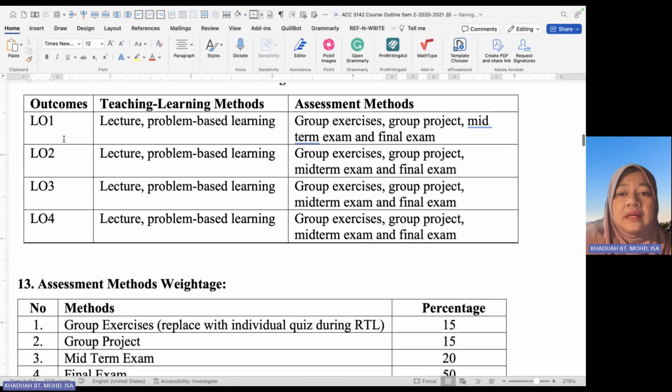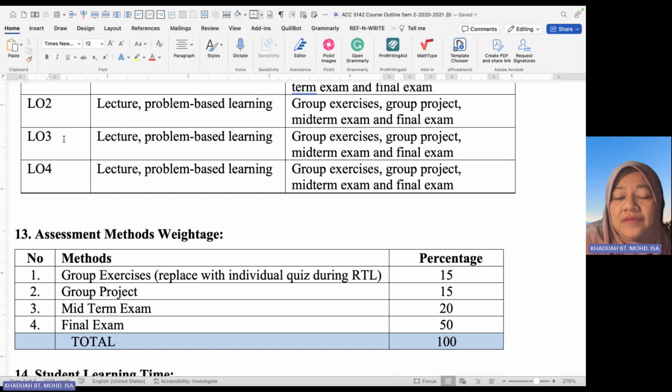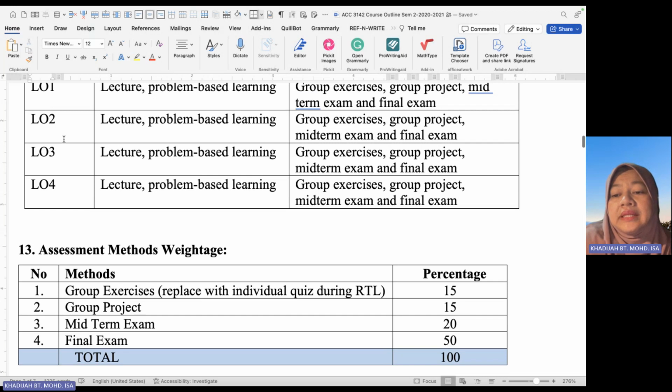Okay, your assessment method: you have your group exercises, group project, midterm exam, and also your final exam. With regard to your midterm exam, it has been set on the 22nd of April. I will put a note in the WhatsApp group as well on the date and the venue, because we already booked a venue at the ICC for the tax 1 group and tax 2 as well. And maybe advanced tax can also be there.